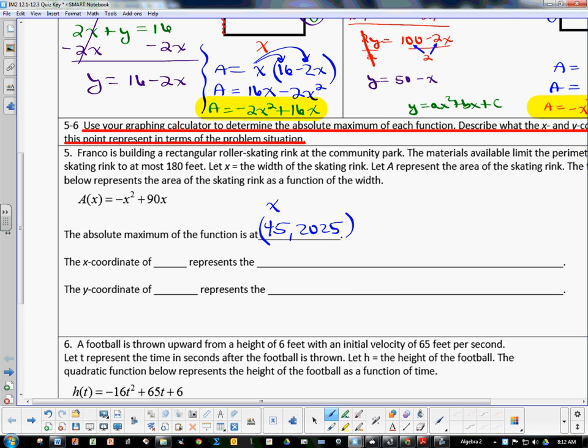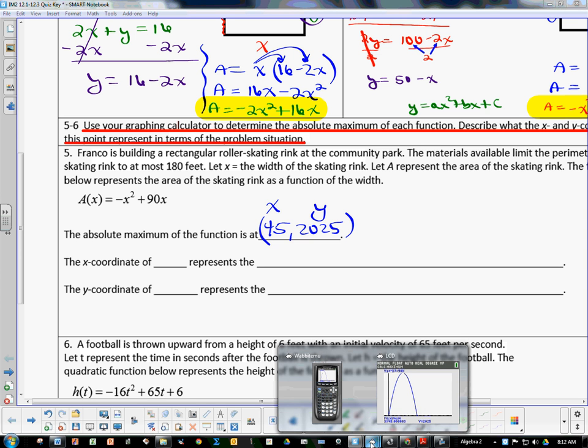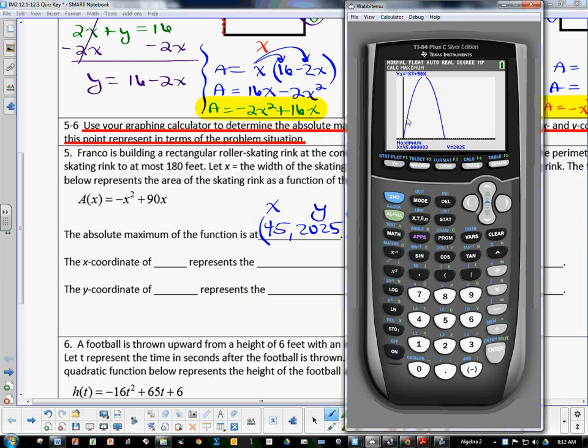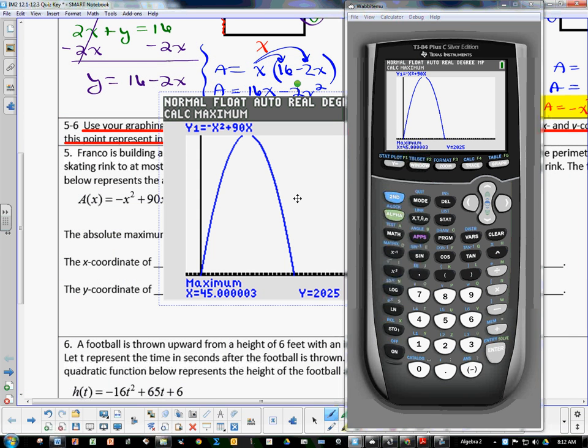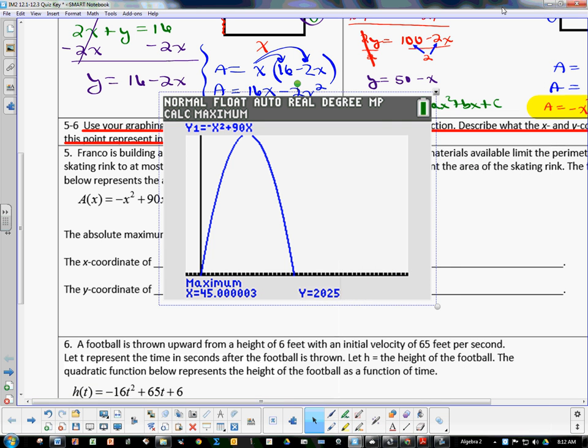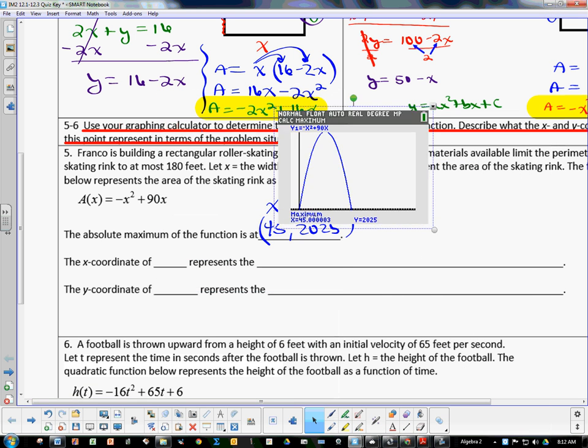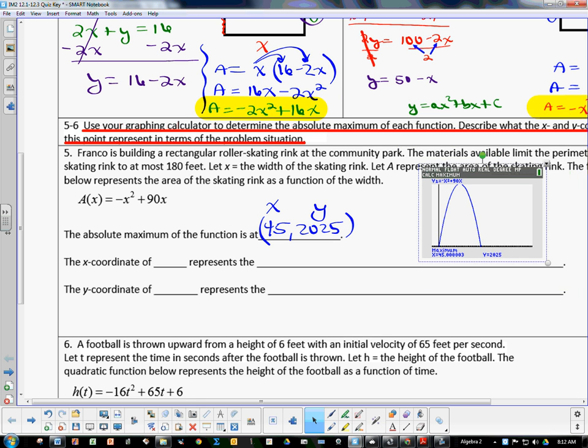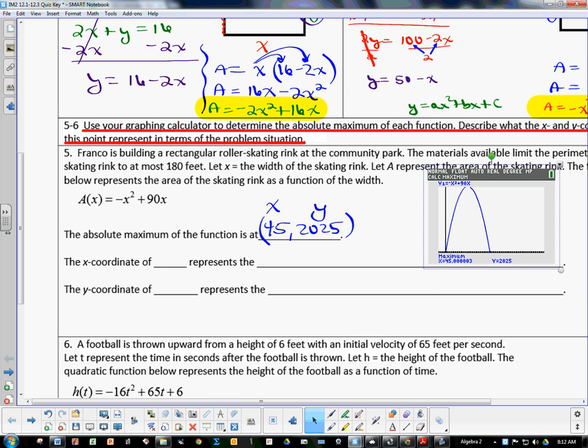Keep in mind, here's your x and here's your y coordinate. I want to go ahead and grab this graph. Let's pull this on here. All right. Let's shrink this down and stick it right over here. Some space. So we're talking about this maximum up here.